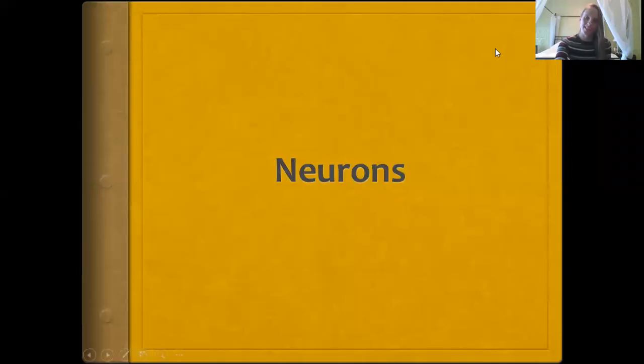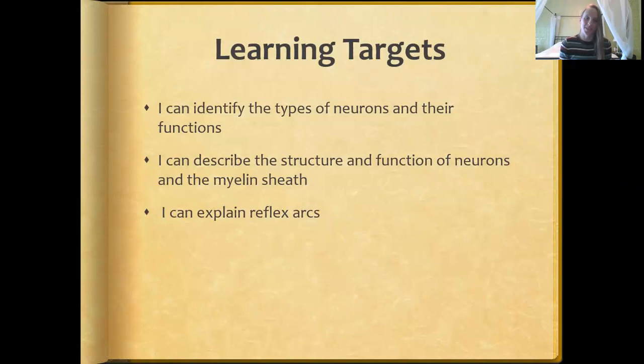This first chapter is all about the nervous system. Later on in this unit, we're going to be talking about the endocrine system. And today's lesson is going to be our first one, all about neurons. So for this lesson on neurons, we're going to be going over the different types of neurons as well as their functions. You also need to know the structure of neurons. You need to know what a myelin sheath is and what it does. And you also need to know what reflex arcs are and how to identify the different parts of a reflex arc.